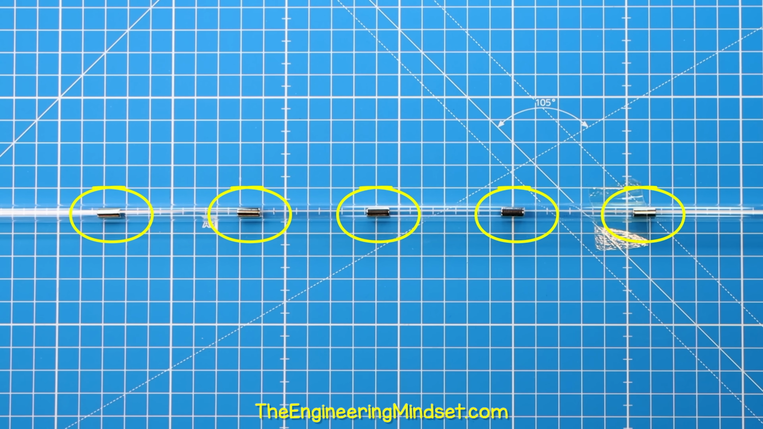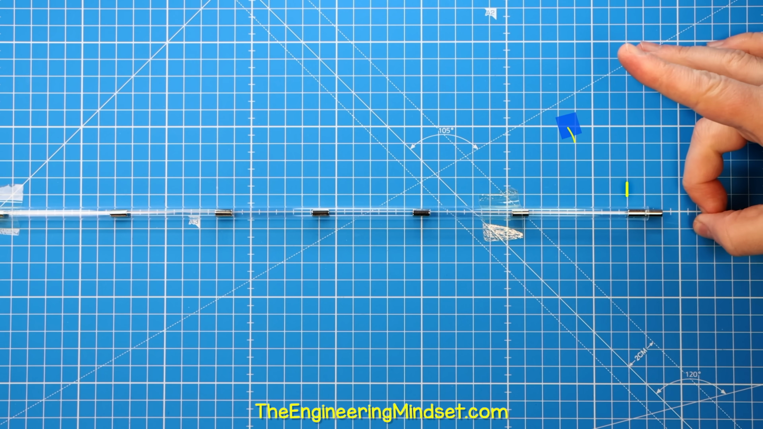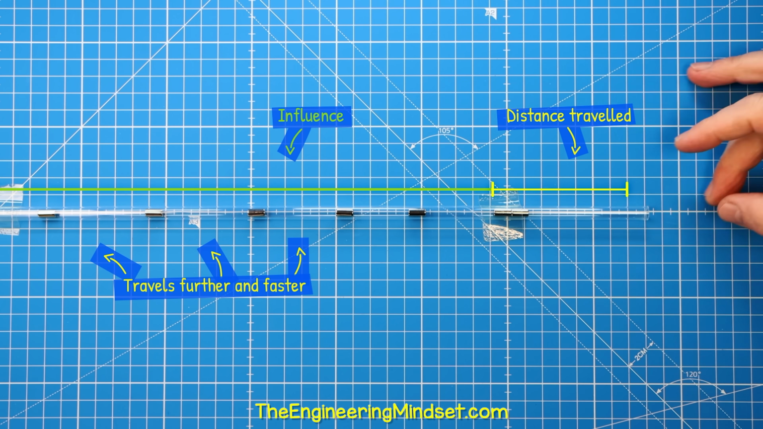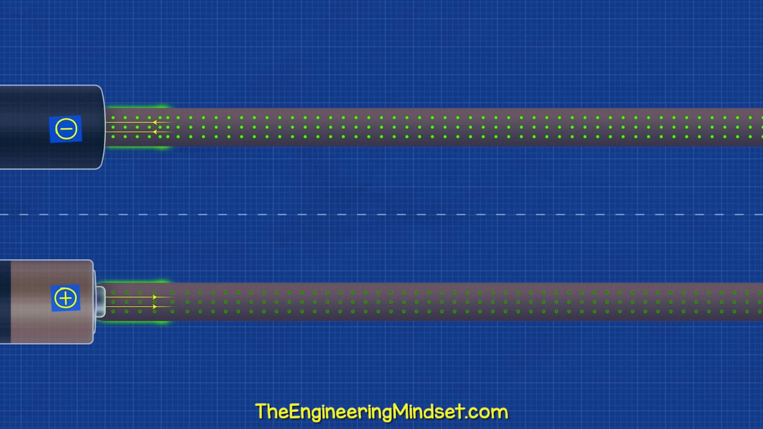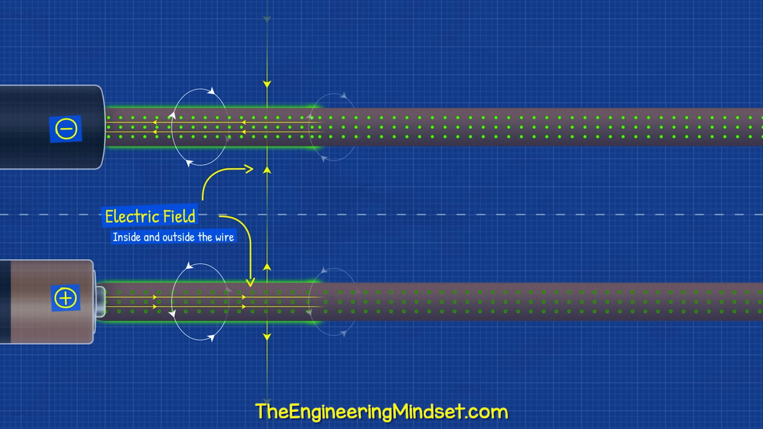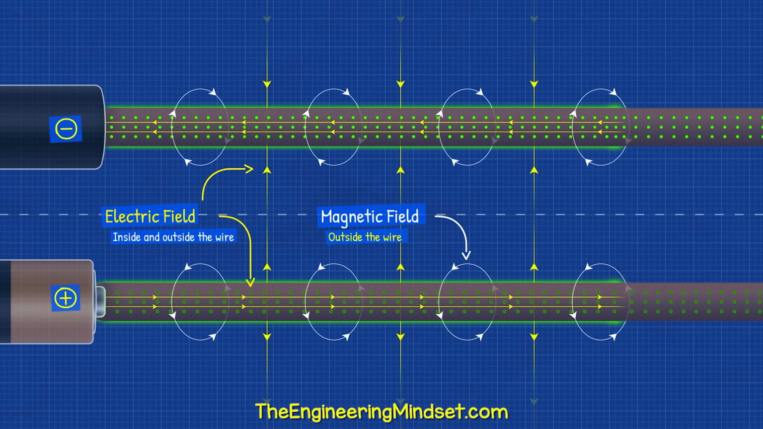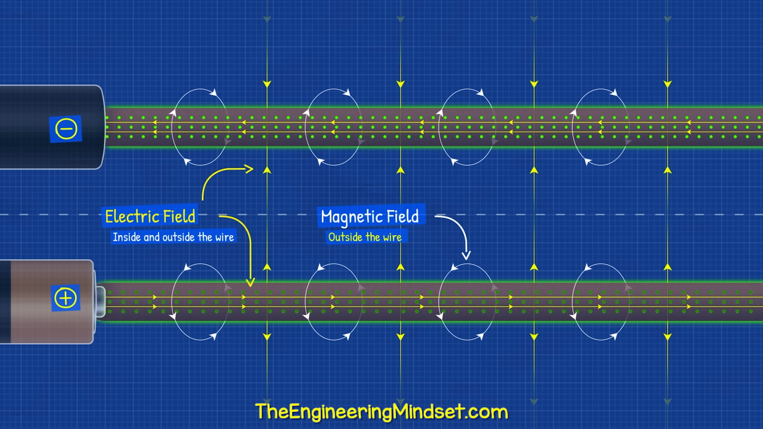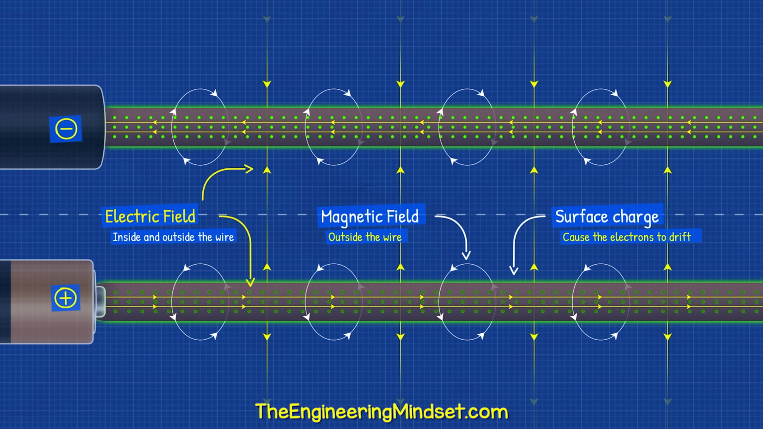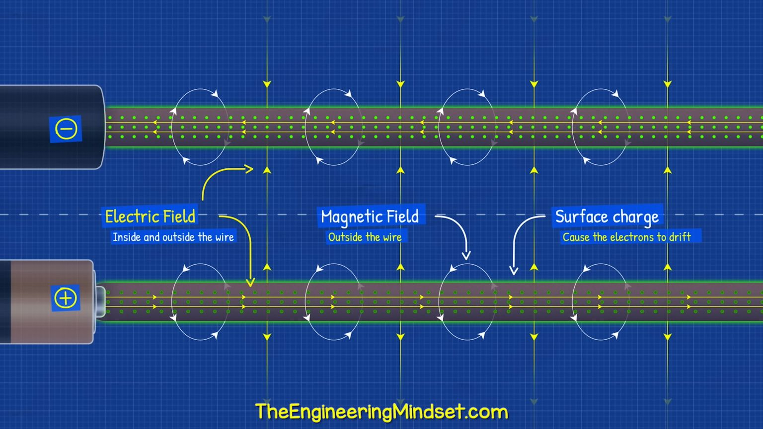If you imagine these are electrons, when we move an electron at one end, its influence travels much further and faster. In the wire, we have an initial pulse of electric and magnetic fields propagating down the wire at close to the speed of light. Then an electric field causes the electrons to drift because of the surface charges, and we'll see that in just a moment.